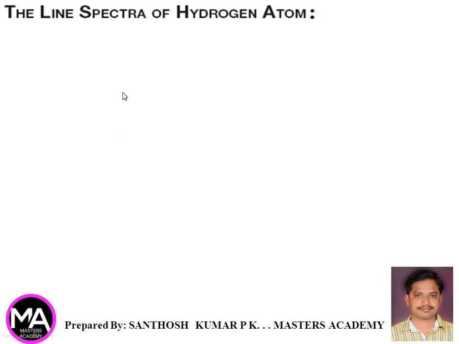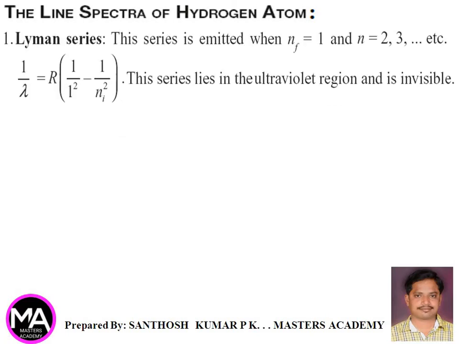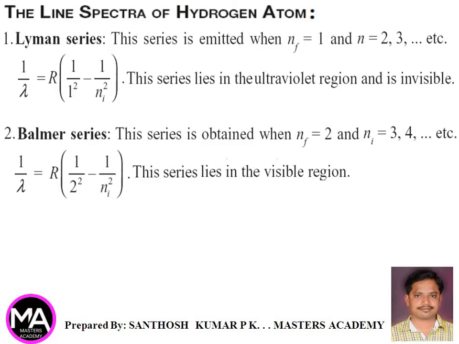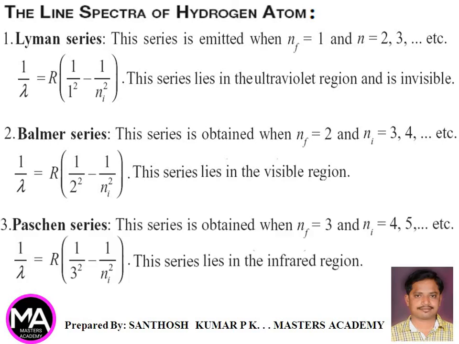Next, the line spectra of the hydrogen atom. You know that there are 5 series: Lyman series, Balmer series, Paschen series, Brackett series, and Pfund series. Now the first series is the Lyman series. This series is emitted when the electron makes a transition from a higher energy orbit to the first orbit. That is, the final level is 1 and the initial level is 2, 3, 4, etc.